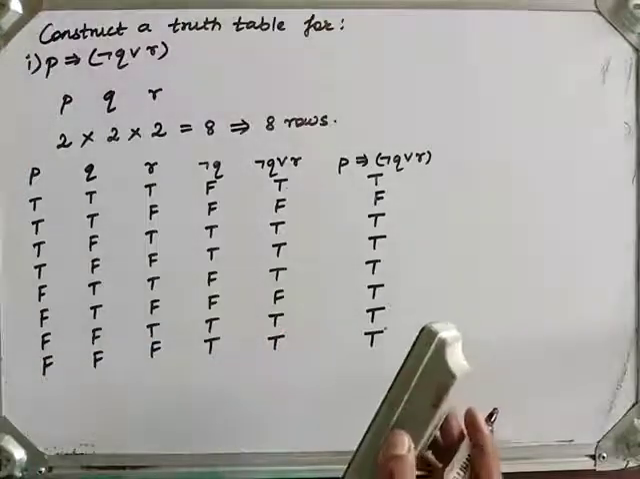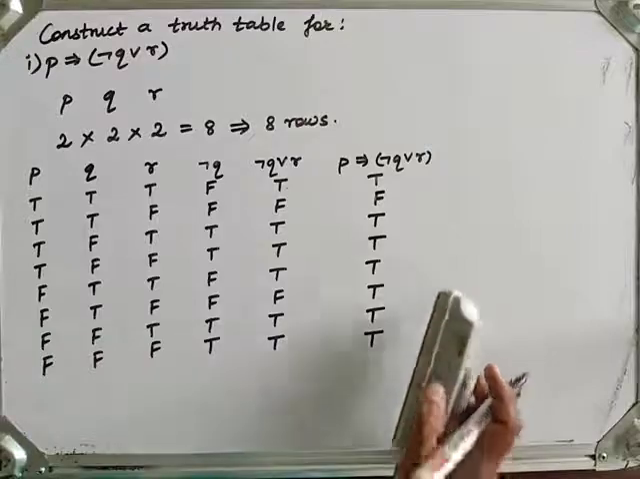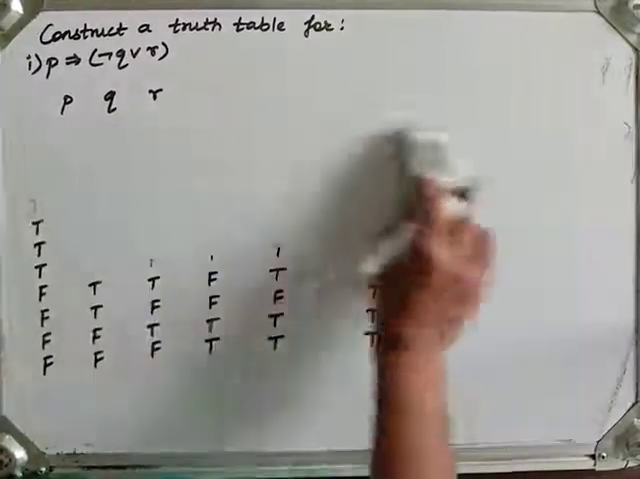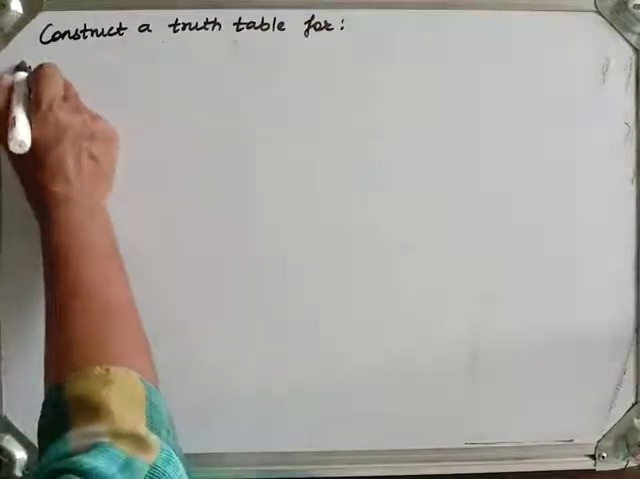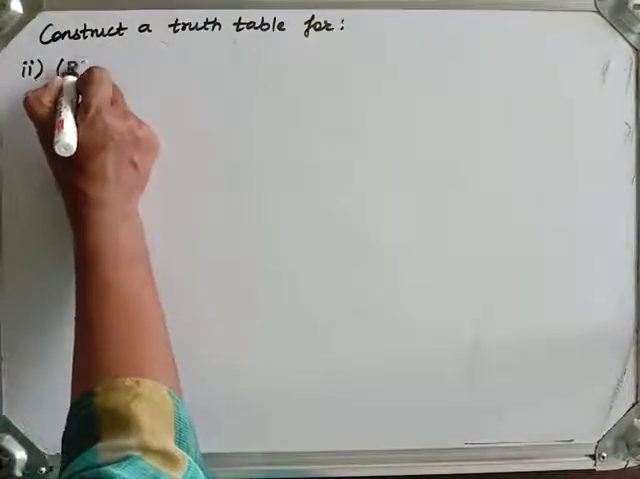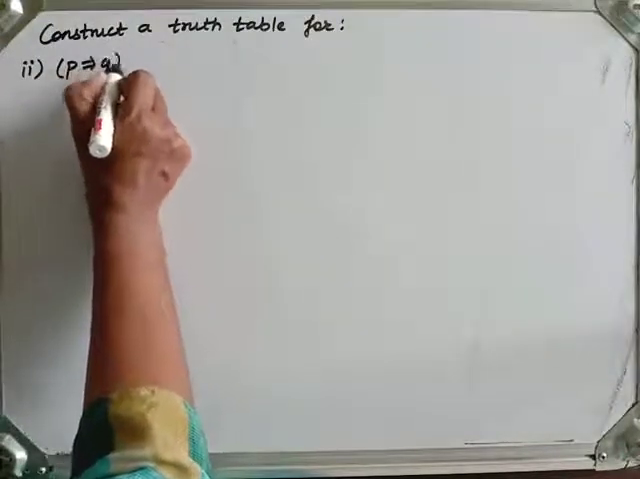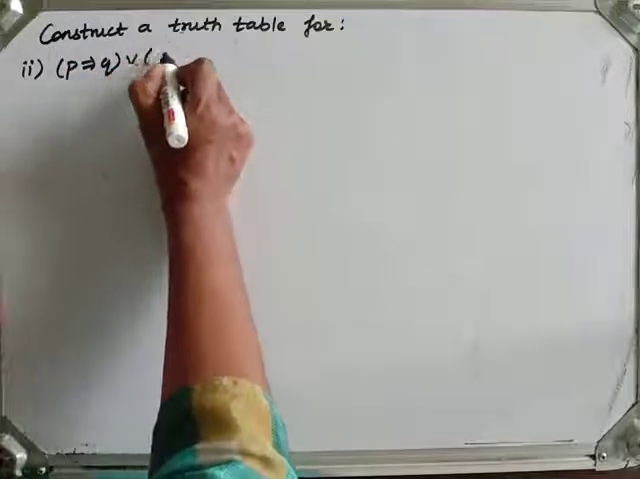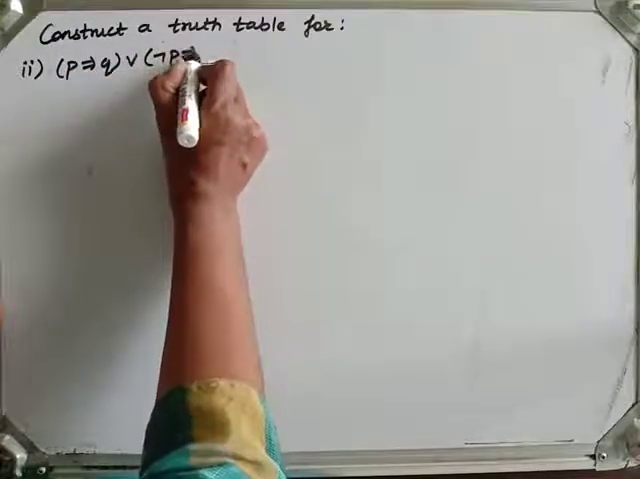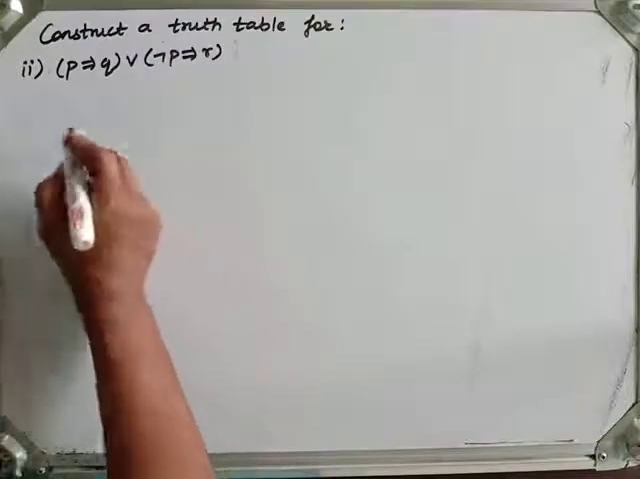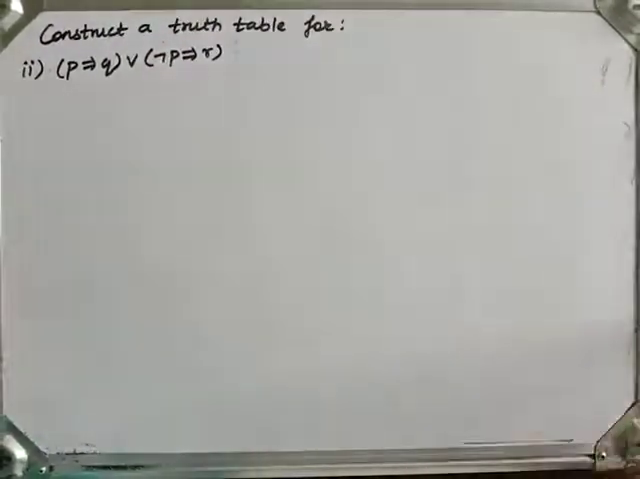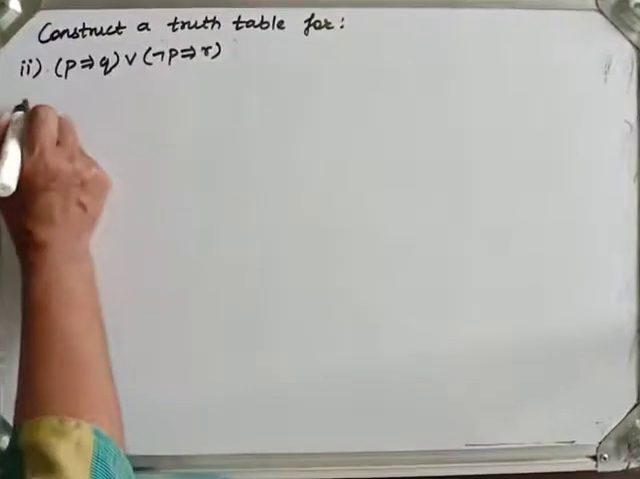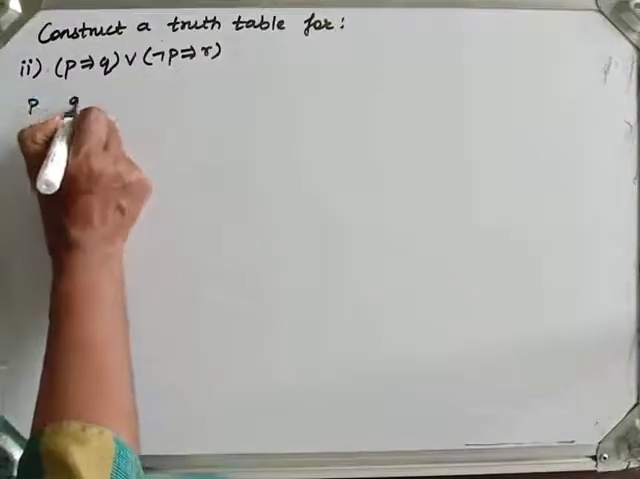Similarly, let me take one more question having 3 variables. Now, the second question: P implies Q or negation P implies R. Again 3 variables, so 8 possibilities are there. As I taught in the previous question how to write them, let me write the truth table directly.